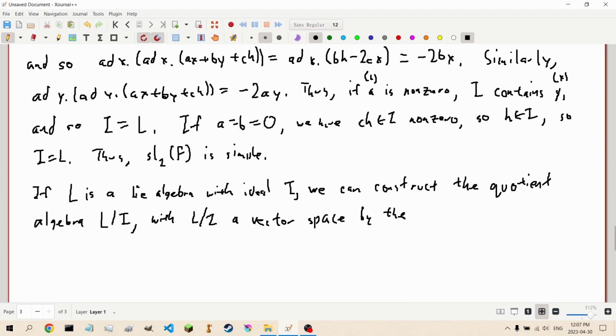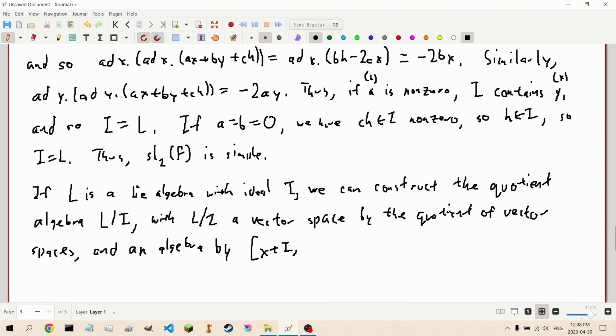By the quotient of vector spaces. And there's also an algebra, with the bracket of x plus I, y plus I equal to the bracket of x and y, plus I.